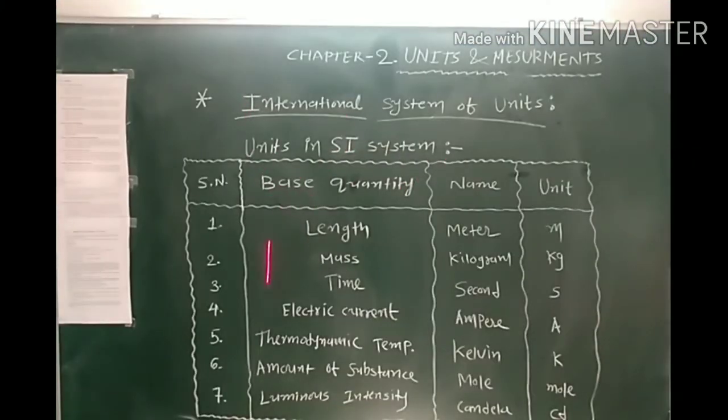Now here we have the 7 fundamental units of the SI system. First is length, measured in meter. Second is mass, measured in kilogram. Third is time, measured in second. Fourth is electric current, measured in ampere. Fifth is thermodynamic temperature, measured in Kelvin. Sixth is amount of substance, measured in mole. And seventh is luminous intensity, measured in candela. The unit symbols are m, kg, s, A, K, mol and cd.